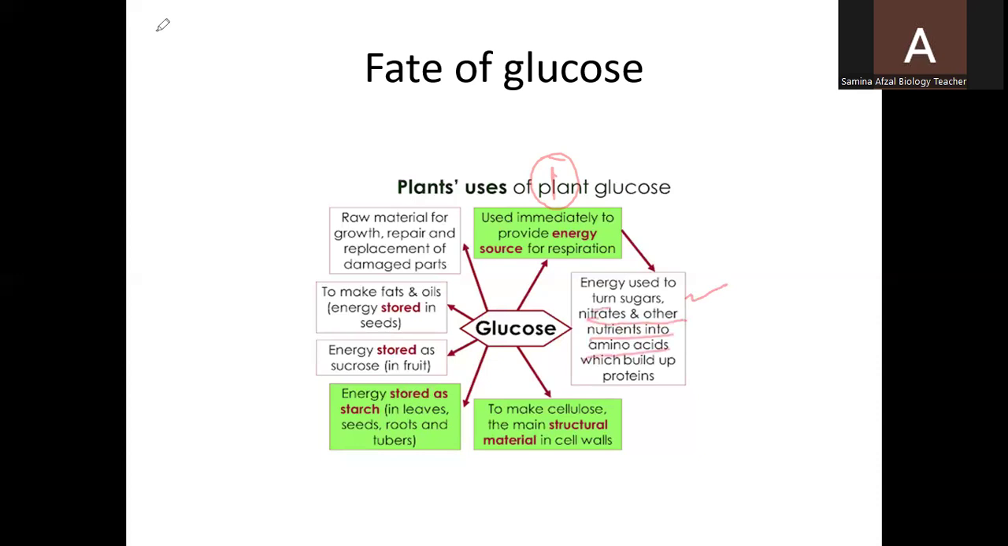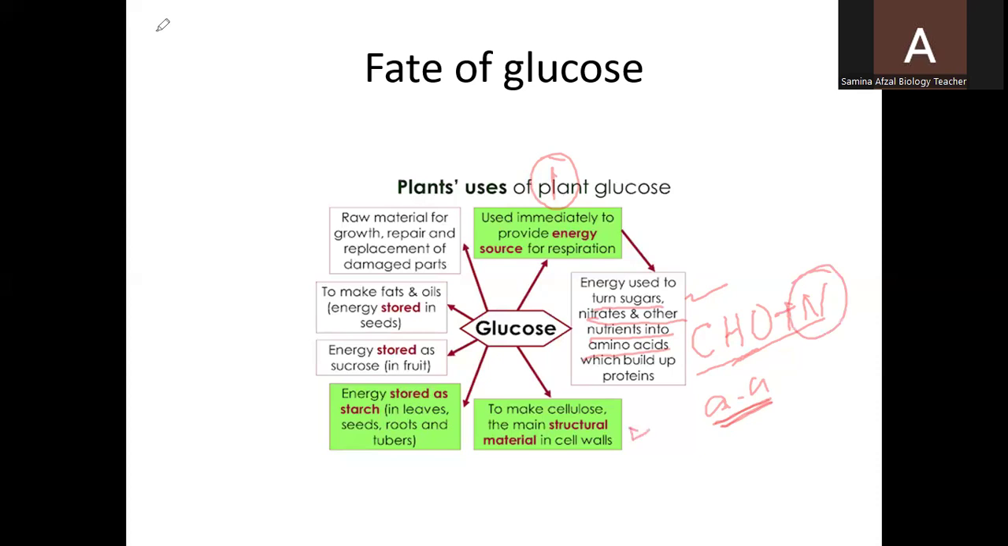And you turn sugars, C, H, O. These are the three elements which make up the sugar. And when nitrate ions are added into them in the form of nitrogen, then what will happen? There will be the formation of amino acids. So this is for the formation of amino acids. The nitrate ions are required by the plant. So nitrate ions are absorbed from the soil by the process of active transport.